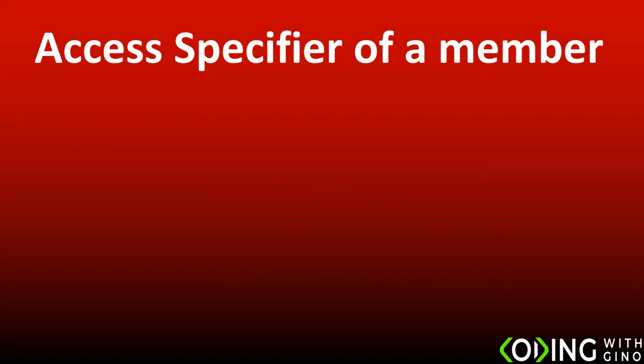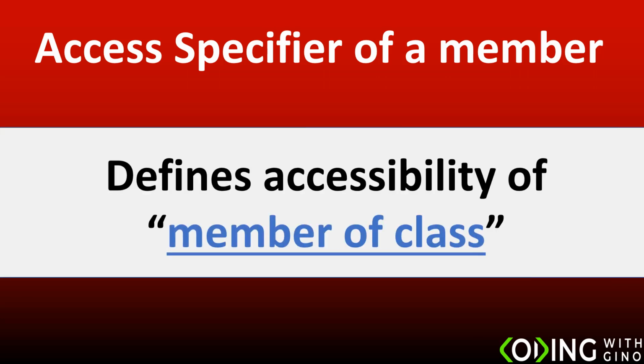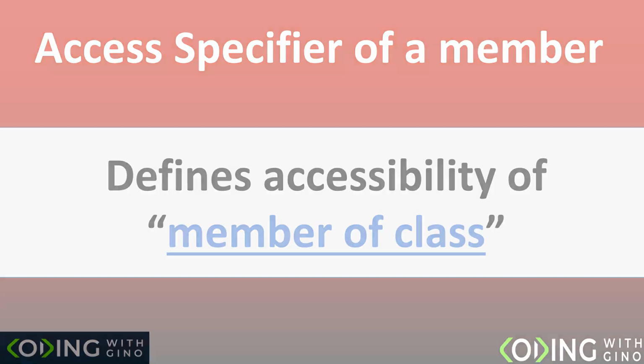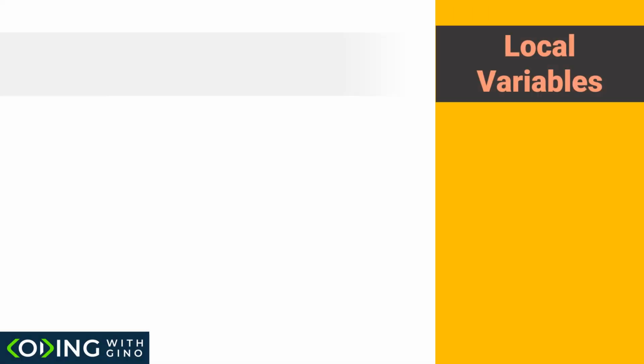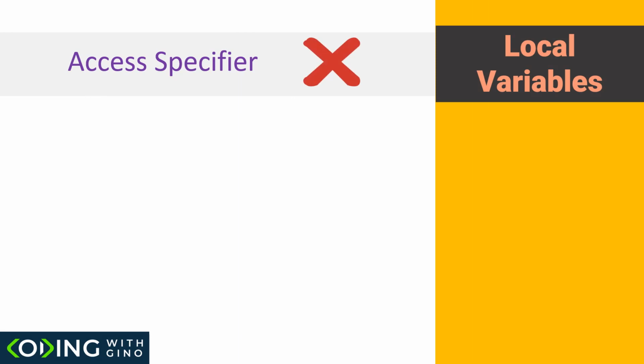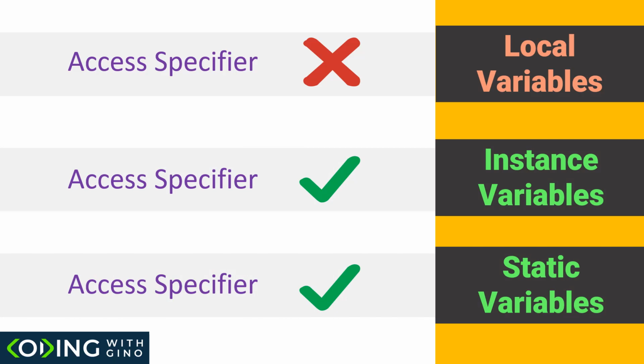Access specifiers apply to members of a class, so variables and functions can have access specifiers. Access specifier, as the name suggests, defines the accessibility of that member. It tells us where all a member can be accessed, okay? A quick note: access specifier doesn't apply to local variables. It can only be used with instance and static variables, okay?